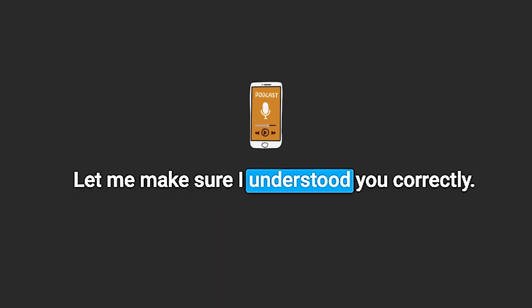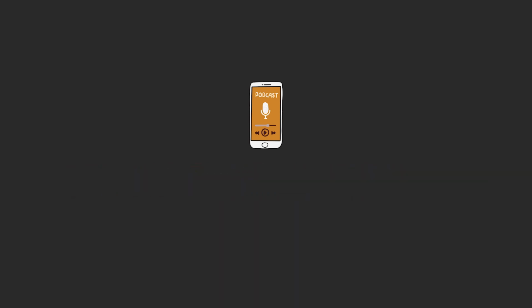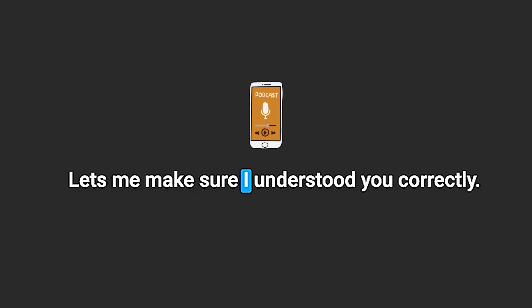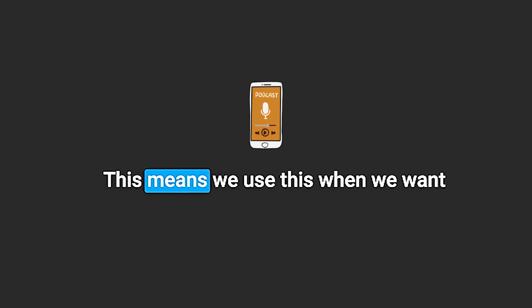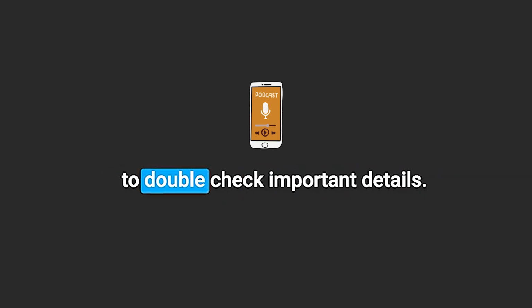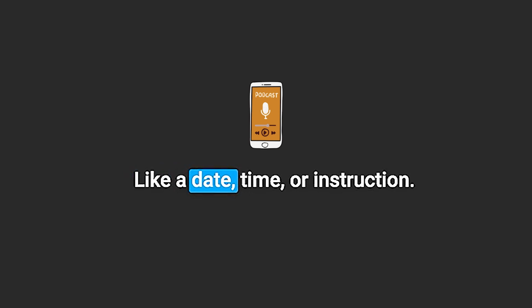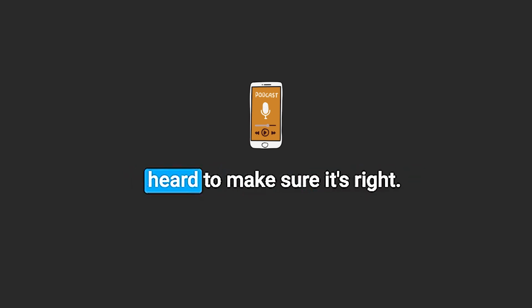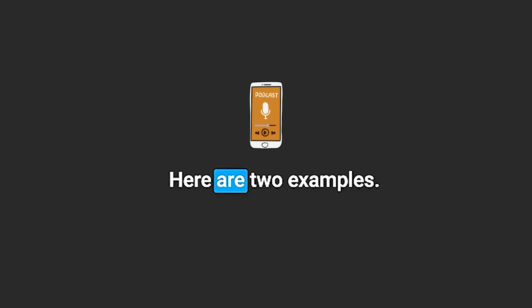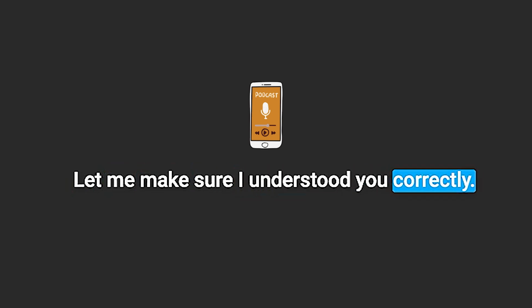Let me make sure I understood you correctly. This means we use this when we want to double-check important details, like a date, time, or instruction. You're repeating what you heard to make sure it's right. Here are two examples.